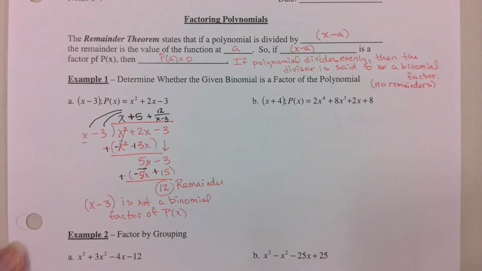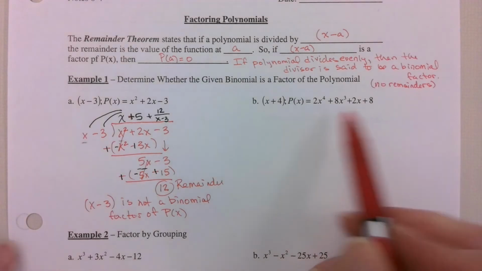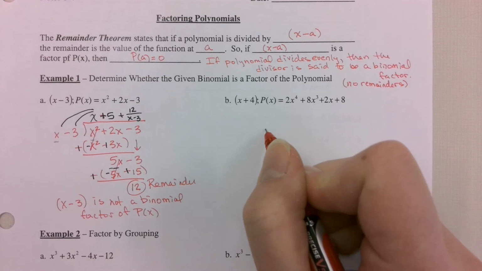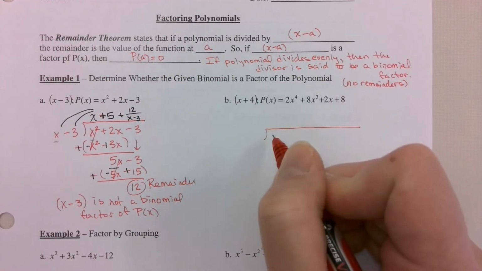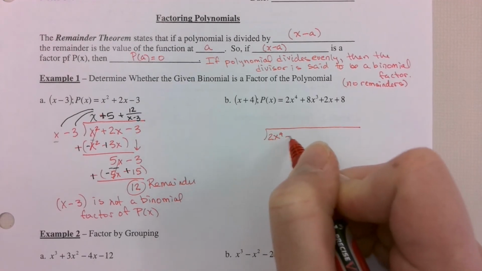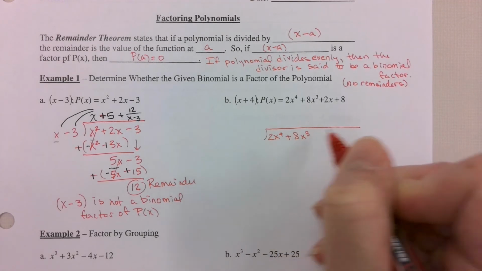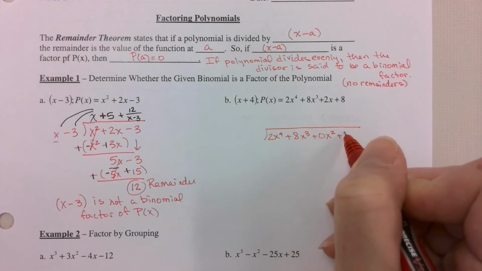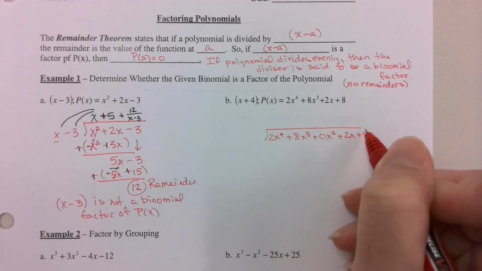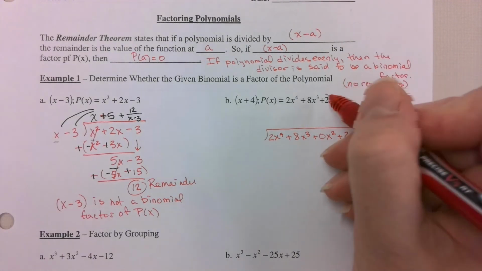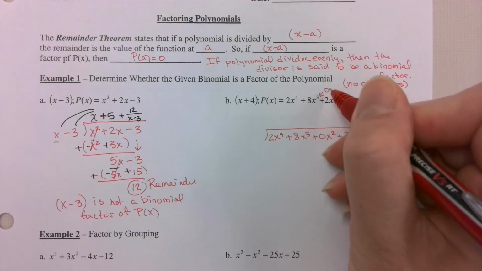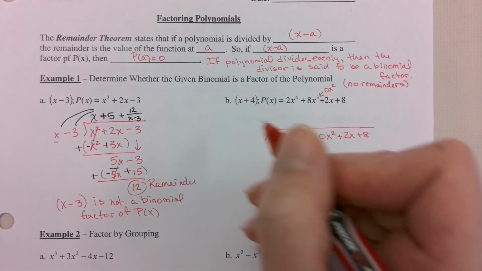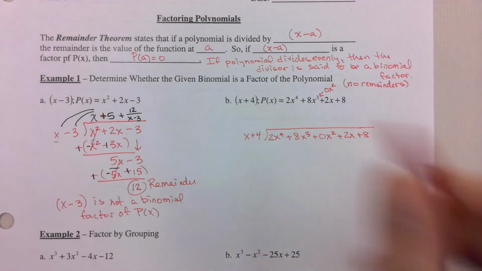All right, so we're going to try that again, and we are going to do longhand division here. When I go to set up this problem, I notice that I am missing something. I have a 2x to the 4th, I have an 8x to the 3rd, but I don't have a 0x squared, so I want to put a placeholder there. Plus 2x to the 1st plus 8. So we need a placeholder of 0x squared. That's going to help us line up our answer in division. We are dividing by x plus 4, and so we start.